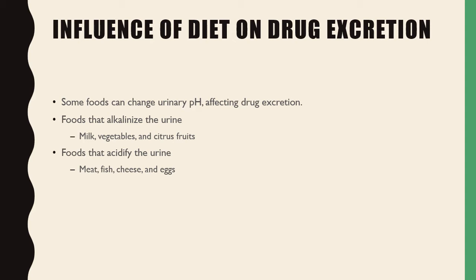So foods that we know can alkalinize the urine: milk, vegetables, and citrus fruits. Foods that acidify the urine: meat, fish, cheese, and eggs. And I could give quite a few examples, but I really just want you to get used to this notion of how many different foods can alter absorption, metabolism, and excretion. We'll get more specific as we go through each classification of drugs down the road.